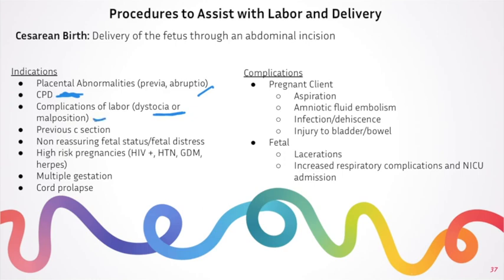Malposition, I've talked about that. Previous C-section, if somebody's had a previous C-section, they can have another C-section. That's fine. Non-reassuring fetal heart rate status, you're going to know what that means after you go to clinical orientation. Certainly somebody with a high-risk pregnancy might be offered a C-section. Multiple gestations. If somebody has multiple gestations, they're usually offered a C-section, even if both babies are head down. It becomes the right of the person who's pregnant to decide what they want to do. And then a cord prolapse, we're going to talk about that.